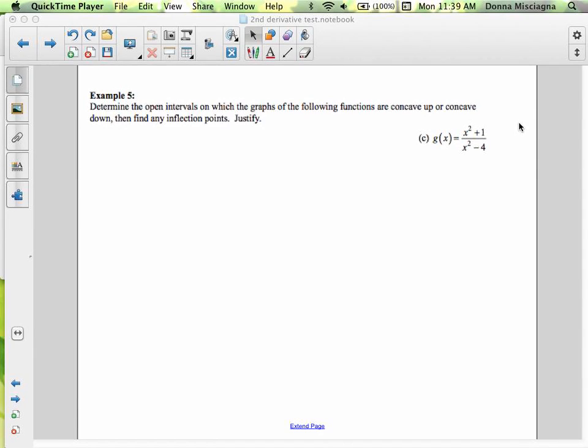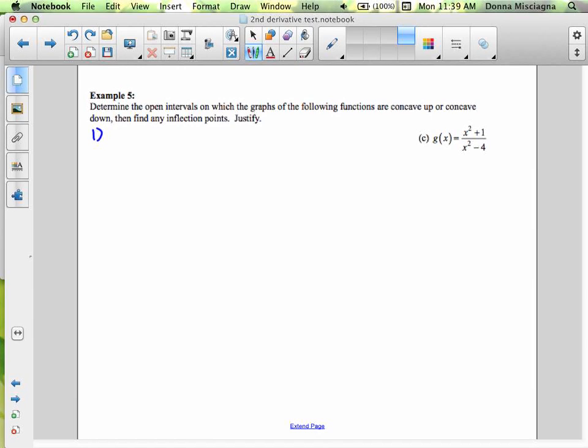Welcome back. Continuing on, we're going to now solve the following problem. g of x equals x squared plus 1 divided by x squared minus 4. We want to find where the function is concave up, concave down, and find inflection points. To do that, we need to take the second derivative. So our first step is to take the first derivative and then the second derivative.